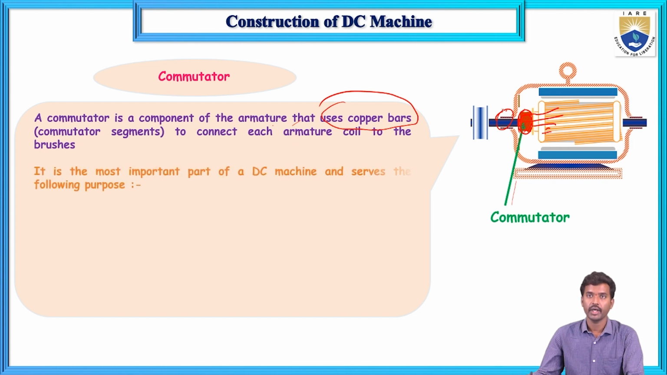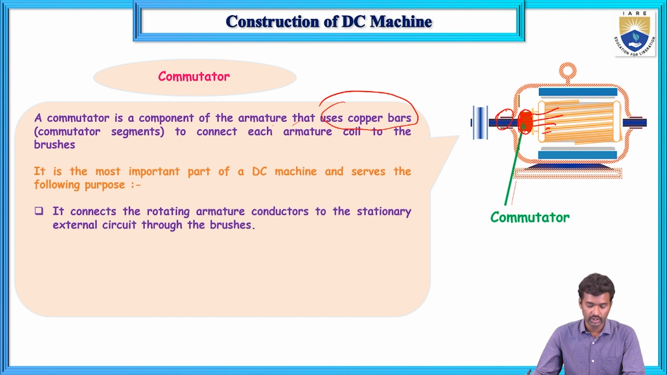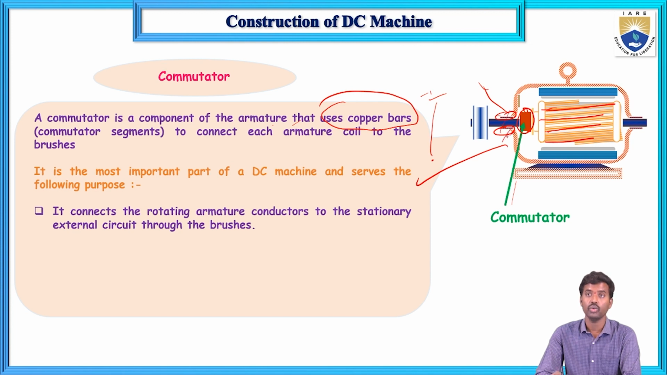Now the next point is the most important. What are the functions? First function: it connects the rotating conductor to the stationary external circuit through the brushes. See this diagram. Here these are the conductors and these are the brushes, and there may be an external circuit. This is the commutator circuit. It connects the rotating conductors to the stationary external circuit through the brushes only.